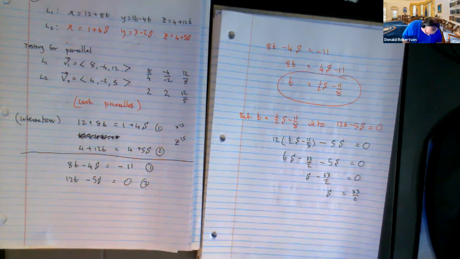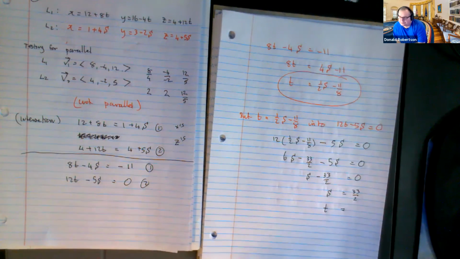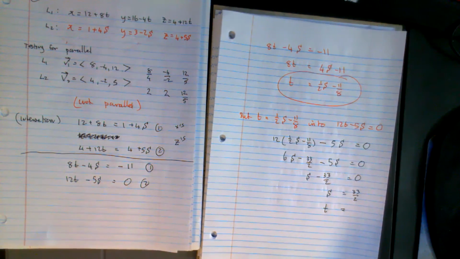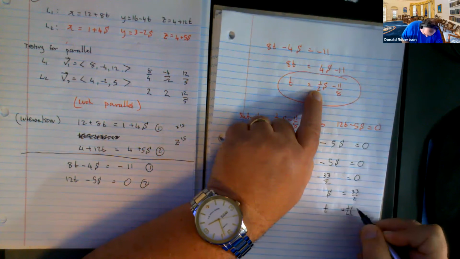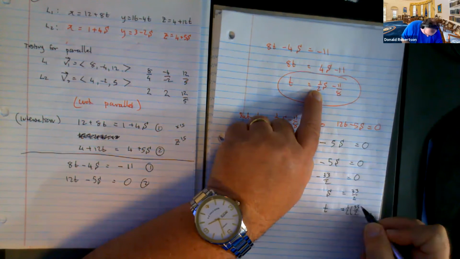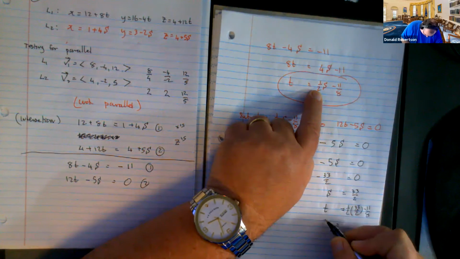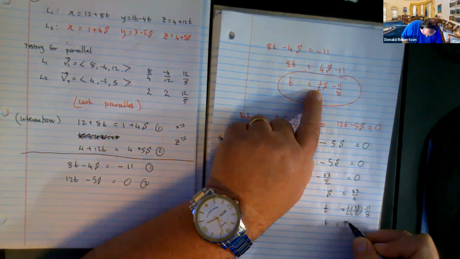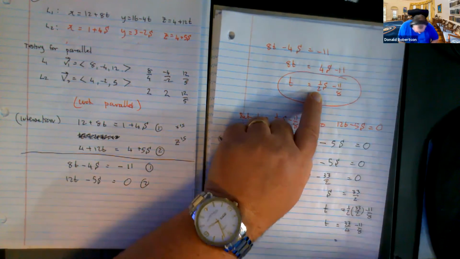How will I find who t is? Right, you got 1. How do you find t? Just plug s back into it. Right, so it's going to be 1/2 of 33 halves, take away 11/8. T is going to be 33 quarters, take away 11/8. That's going to be 66/8, take away that, that's 55/8.